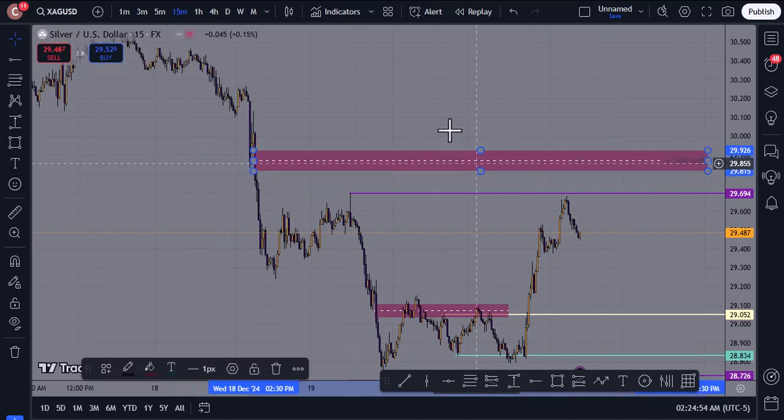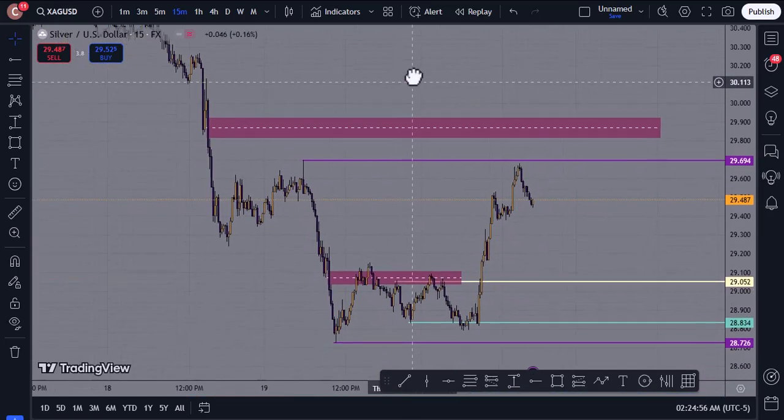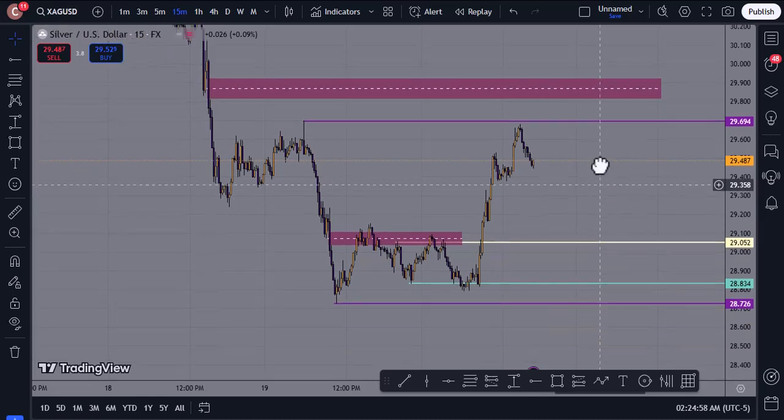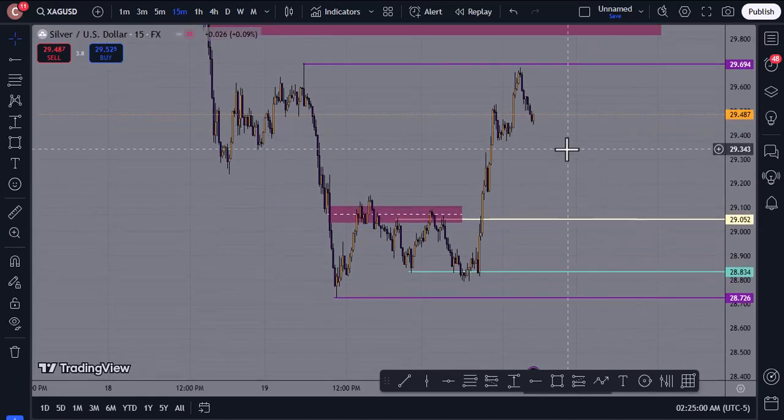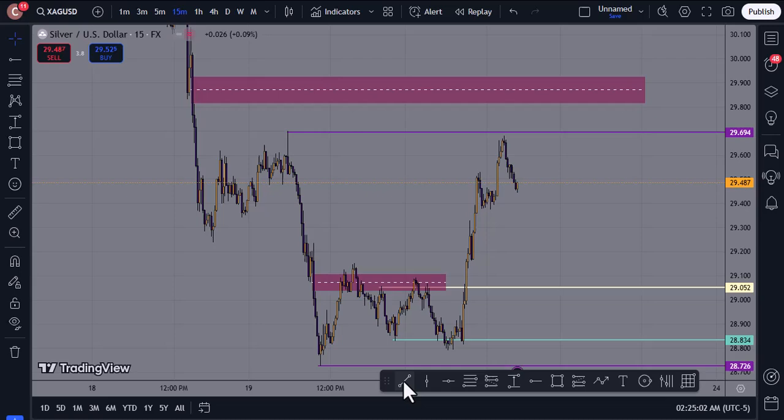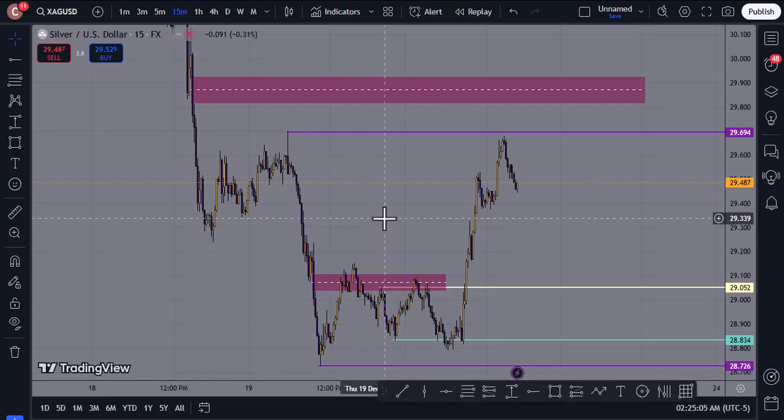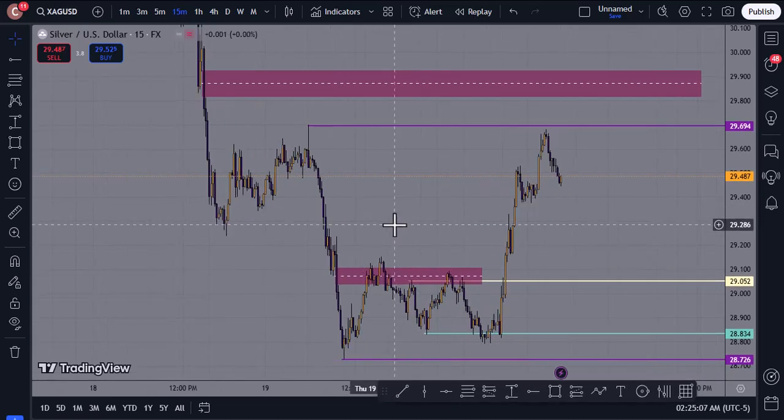So most likely I'm expecting price to get to this fair value gap, but if it doesn't, that's fine. Or this one, but it's okay. We can work with this. So once price gets to these key levels, I want to see either a reversal or a retracement. But from the daily charts, as we can see, we want to see price.